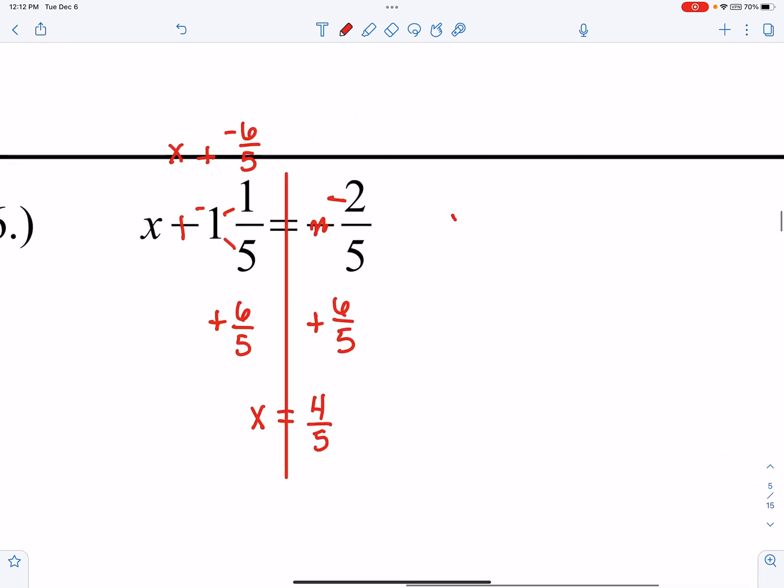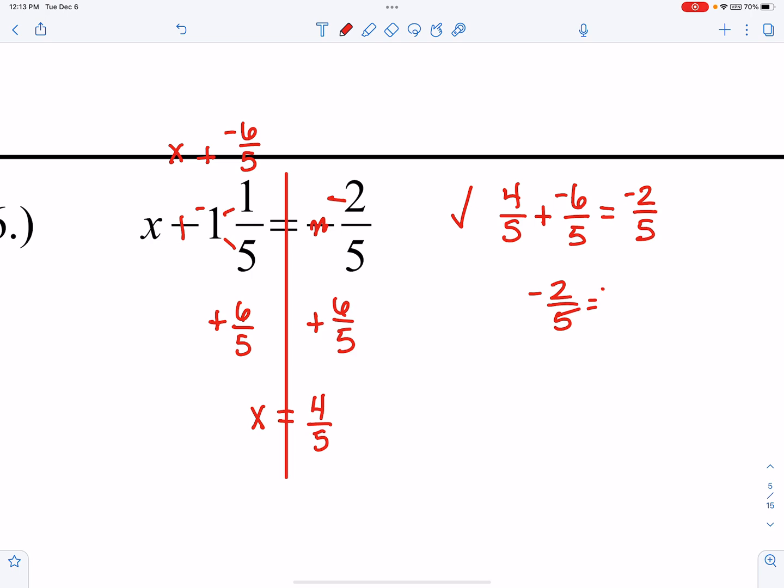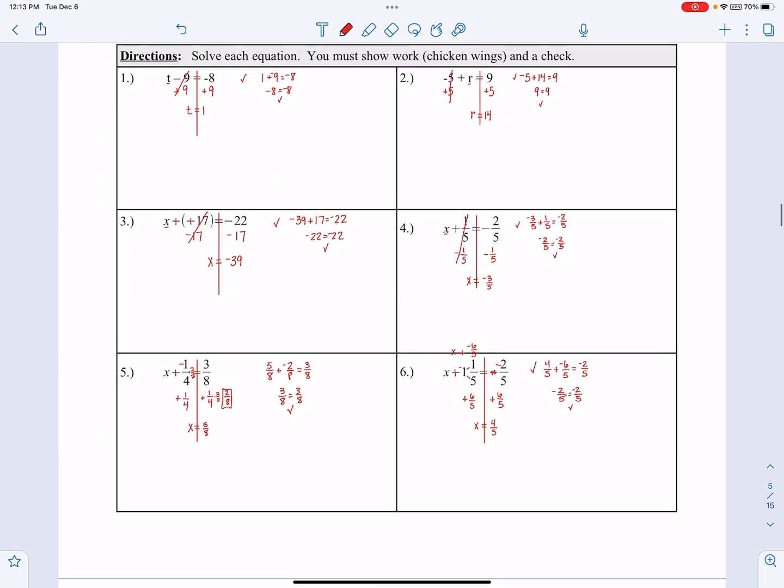Let's go ahead and do our check by substituting. So I have 4/5 for x plus negative 6/5 equals negative 2/5. And I can see that when I do that, different sign subtract, I get negative 2/5 equals negative 2/5. And that all checks out, and that is your first lesson.